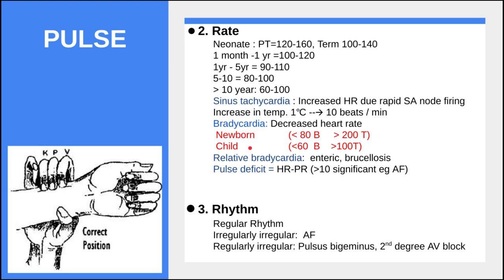Then next is the rhythm of the pulse, which can be regular or irregular. Irregular rhythm is further divided into irregularly irregular and regularly irregular. An example of irregularly irregular pulse is atrial fibrillation, and examples of regularly irregular are pulsus bigeminus or second degree AV block.